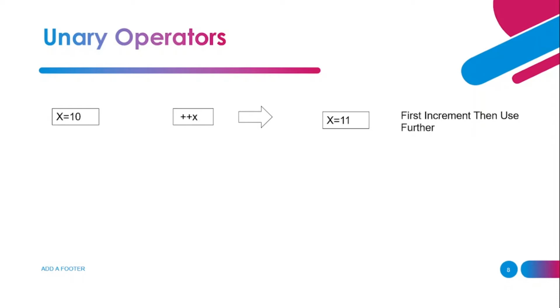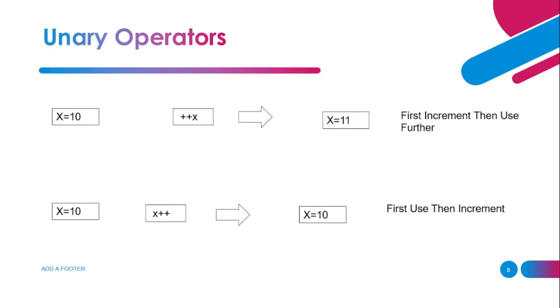And the other type of operator is this. Again, let us assume that an integer has the value 10, and now we are using this kind of unary operator here. Now what would be the result? Would the value remain the same? Why? Because they first use the variable and then increment it for further use.